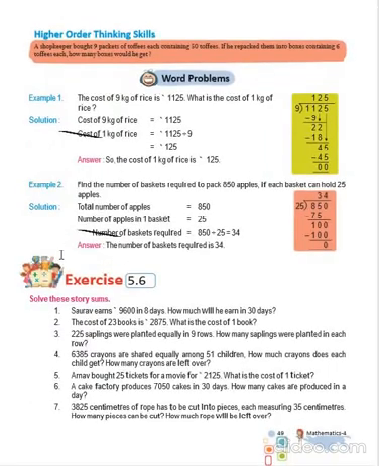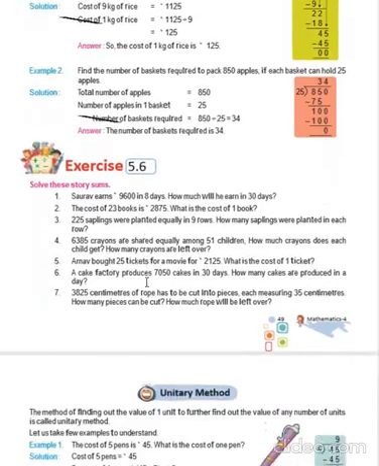Now come to word problems. Let's take an example. Cost of 9 kg of rice is 1125 rupees. We have to find the cost of 1 kg of rice. So it will be 1125 divided by 9, which is equal to 125. Similarly for this example. Now come to exercise 5.6. This one you have to do as explained in above example.